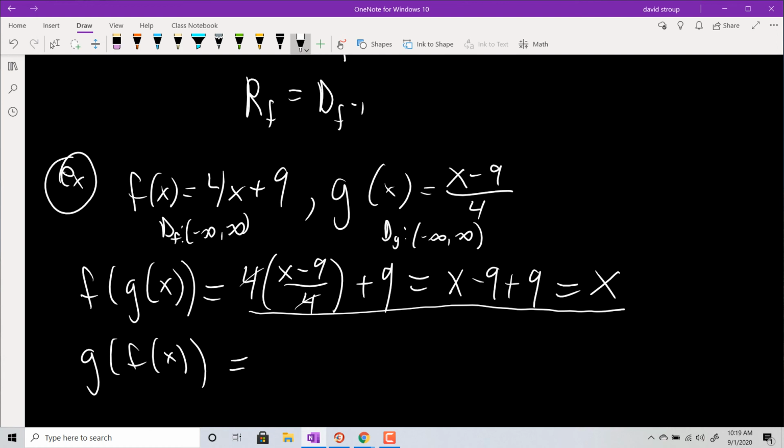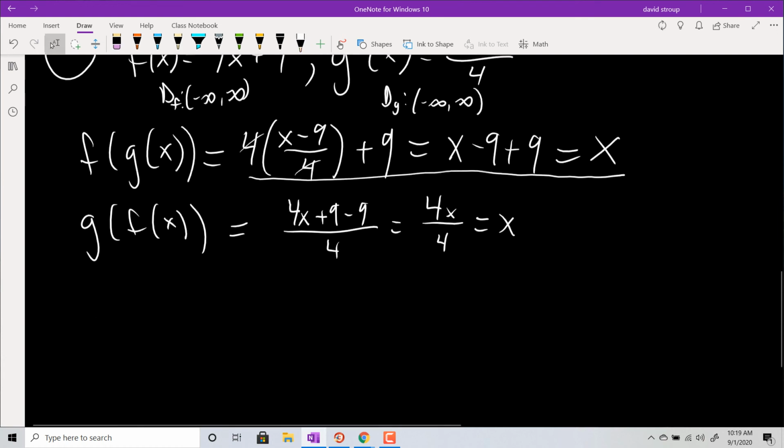For g of f of x, I'm going to put f of x in for x: 4x plus 9 minus 9, over 4. This will be 4x over 4, which equals x. So these two functions are inverses. We have verified the functions are inverses.